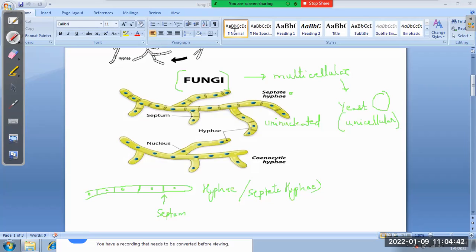On the other hand, if you look at this particular hyphae, which has no septum, we call it aseptate. And aseptate hyphae are also called cenocytic hyphae. Cenocytic, very important for NEET. Cenocytic hyphae looks as if there are many nuclei in just one cell, correct? So we also call them multinucleated. What's the difference between uninucleate and multinucleate? Clear with this part?